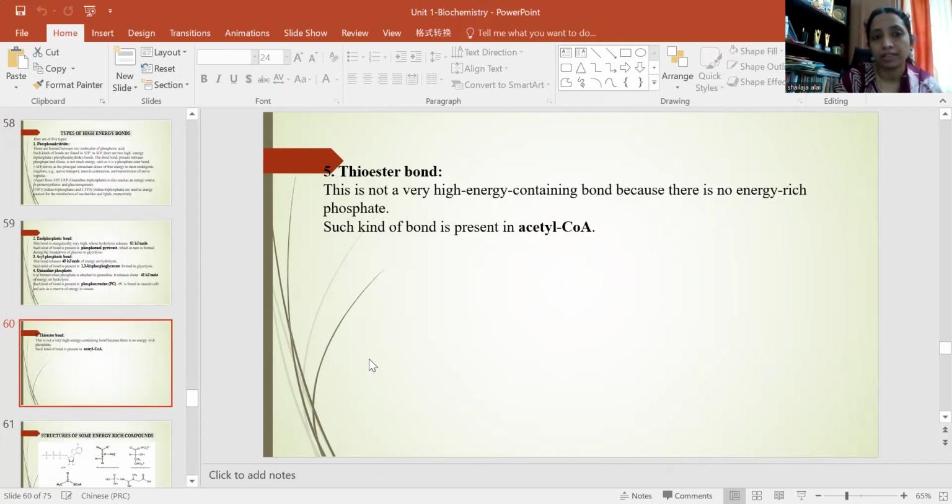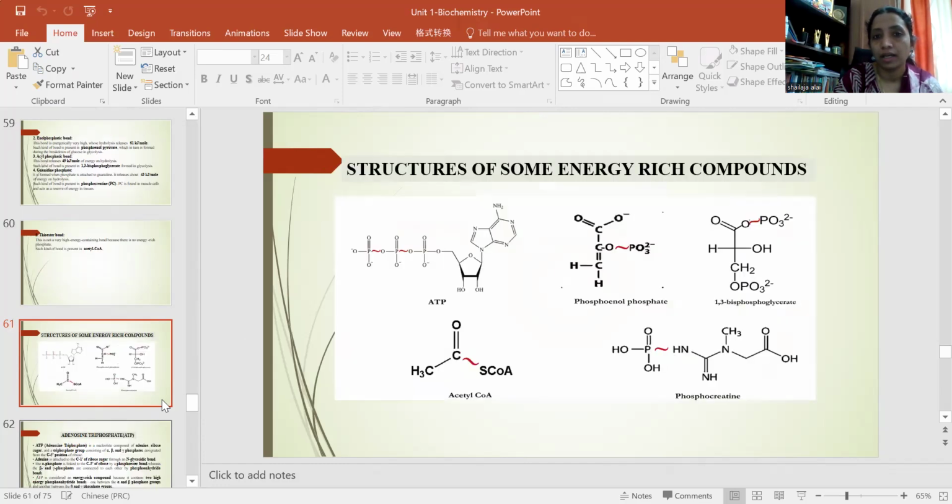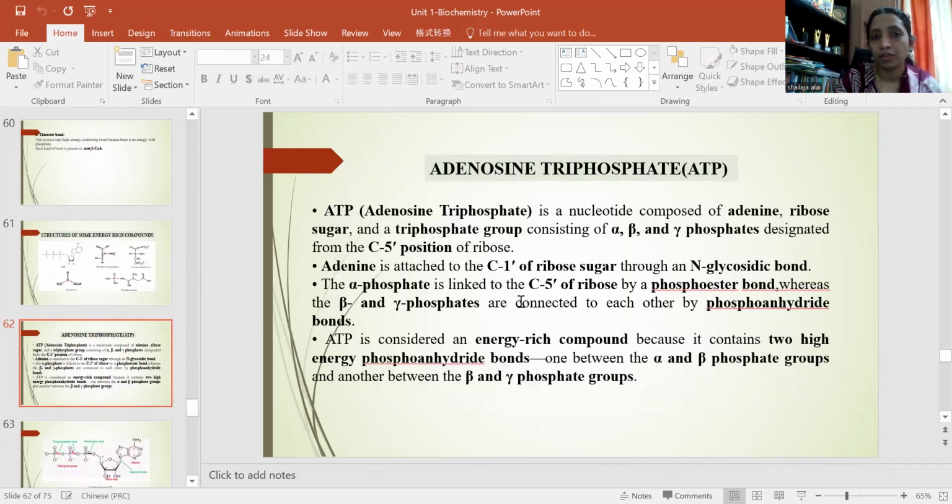Last but not least is the thioester bond. As the name itself indicates, thio means sulfur, and ester bond. There is no energy-rich phosphate. Such bonds are present in acetyl-CoA. These are the structures of some energy-rich compounds: ATP, phosphoenolpyruvate, 1,3-bisphosphoglycerate, acetyl-CoA, and phosphocreatine. So we will see ATP, adenosine triphosphate.